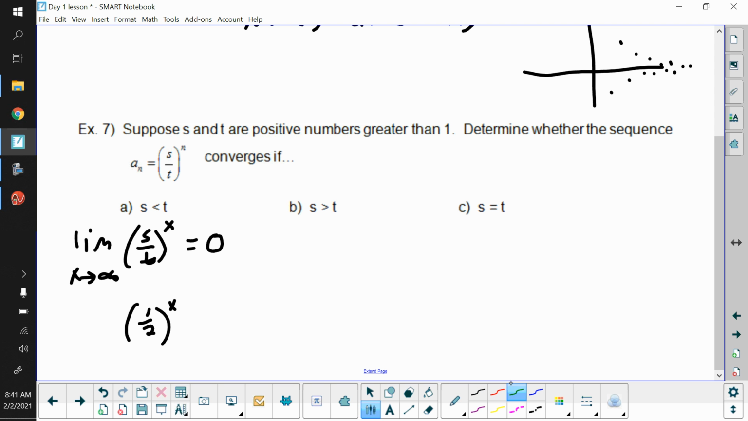Next, let's look at the case when s is bigger than t. So we'll again do our limit as x approaches infinity of (s/t)^x. Just so you can think about a case, think about if you had (3/2)^x. Well, that's going to be exponential growth, so it's going to get larger and larger and larger. So this one diverges.